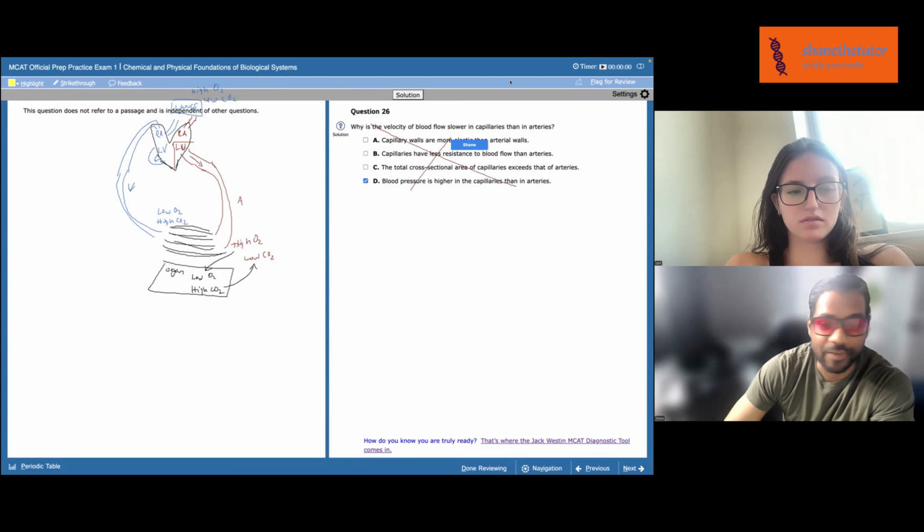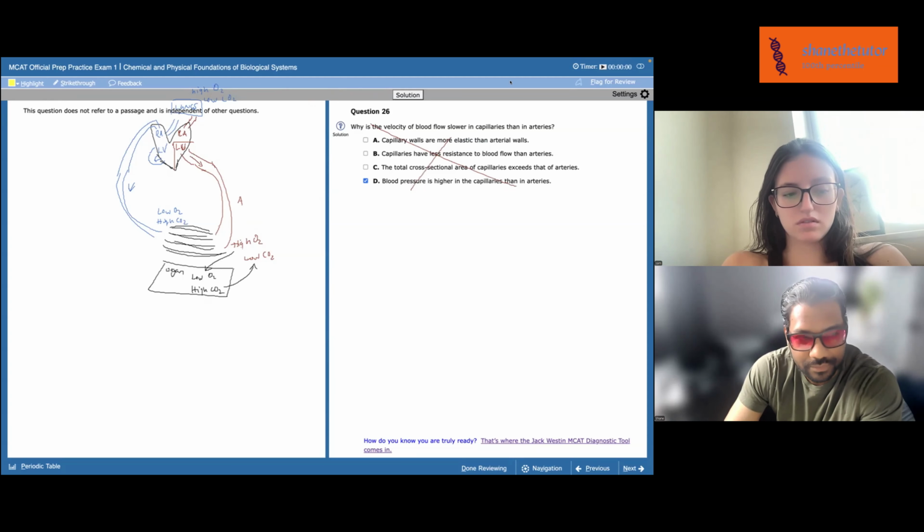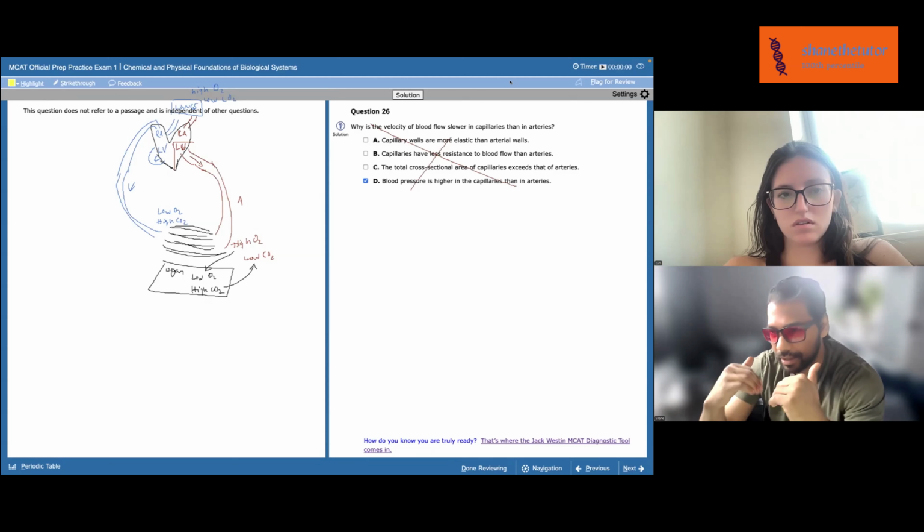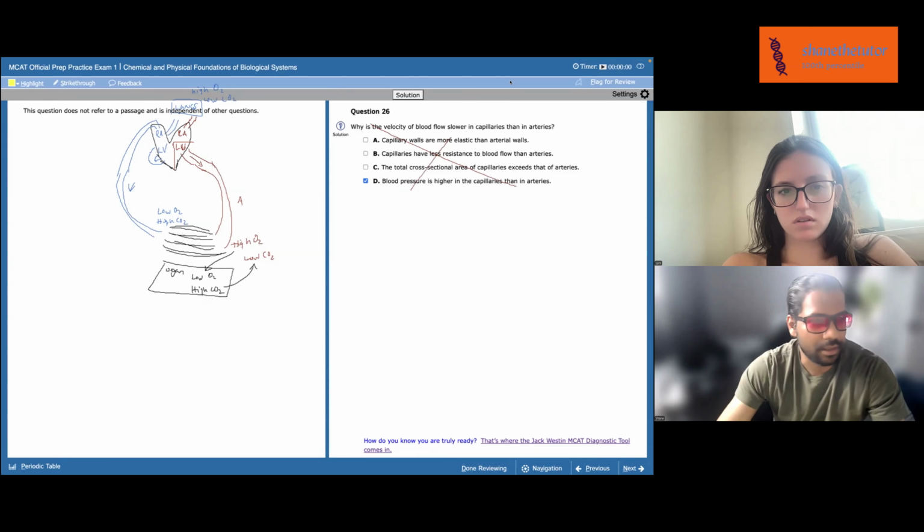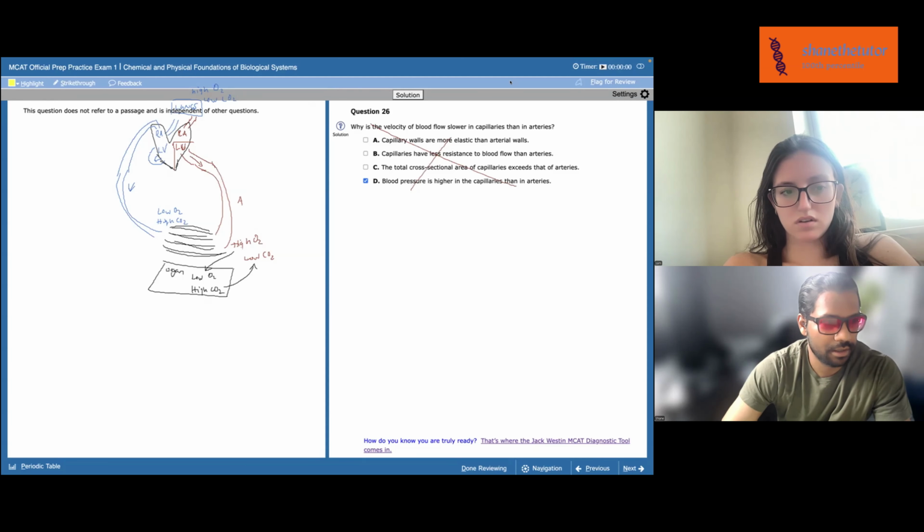So the veins, right? That's why the veins have valves. You know what I mean when I say valves? Like, well, let's say this is the vein and this is a valve.